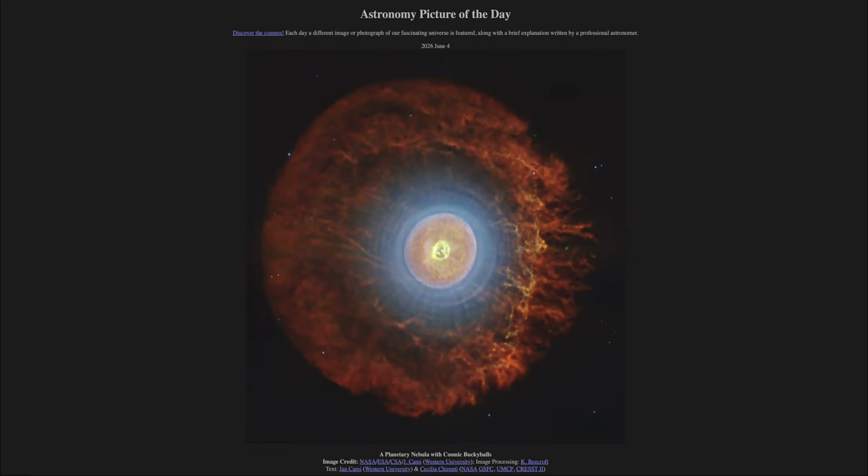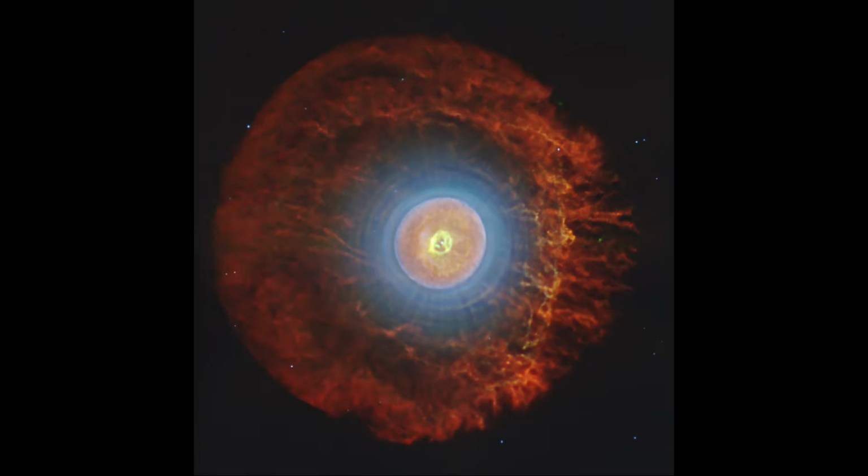Today's picture is titled A Planetary Nebula with Cosmic Buckyballs. So what do we see here? Well, as we've seen before, this is an example of a planetary nebula known as TC1, and it has been imaged here by the James Webb Space Telescope.